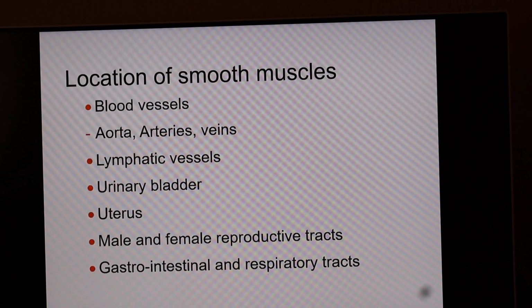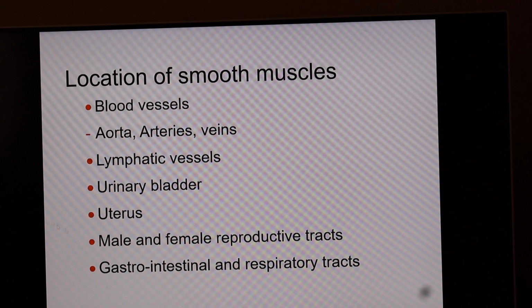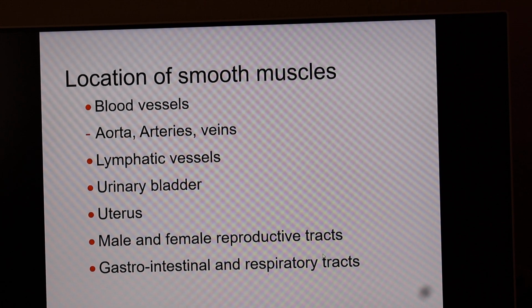Location of smooth muscles. Where do we find the smooth muscles? They are found in blood vessels. All these are blood vessels: the aorta, arteries and veins. In the lymphatic vessels, urinary bladder, of course, for movement of the urine. The uterus, and male and female reproductive tracts. Gastrointestinal and respiratory tracts. So smooth muscle is quite spread out throughout the body, and it's found in most of the systems in the body.